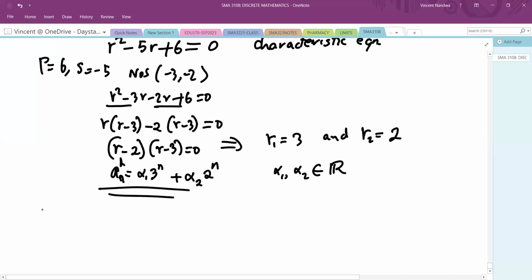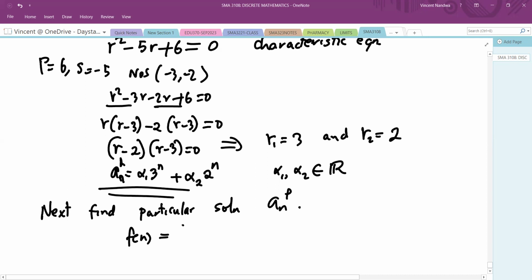Now, next, we find the particular solution. For the particular solution, remember now our f of n is given by 7 raised power n, which is a constant raised power n. So according to our particular solution table, we let our trial solution for the particular solution be a constant times this 7 raised power n.